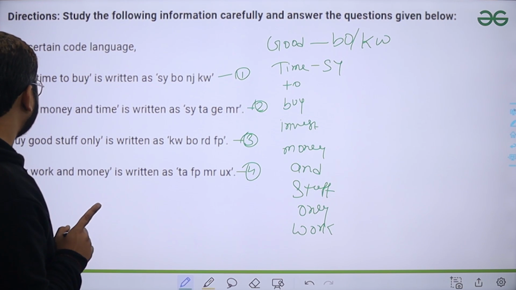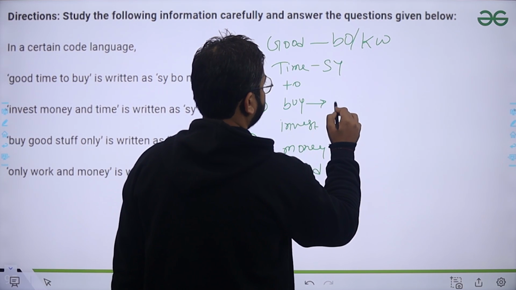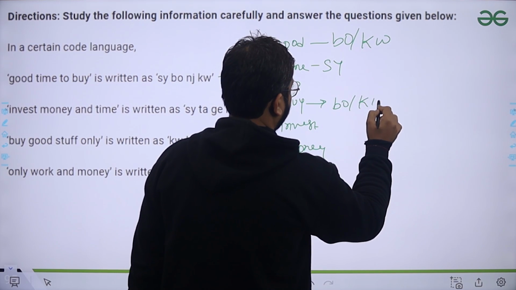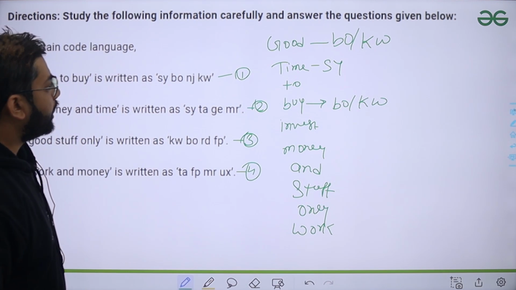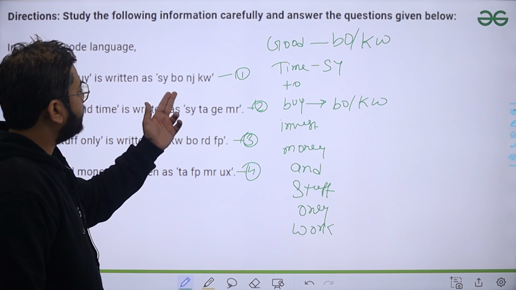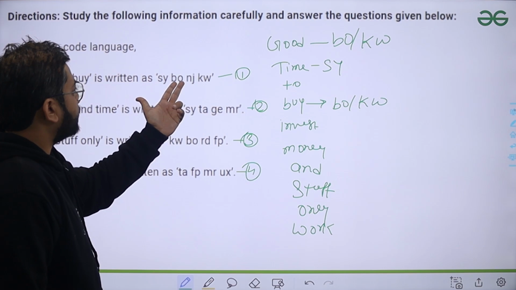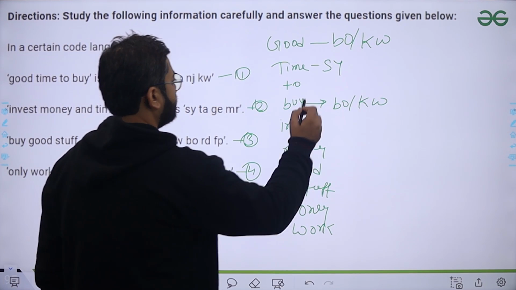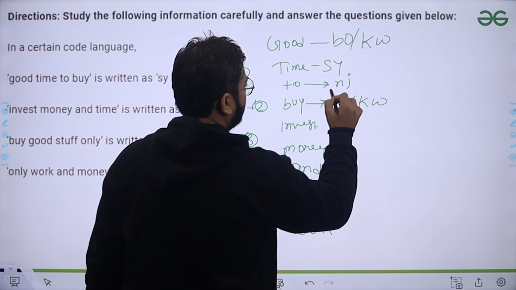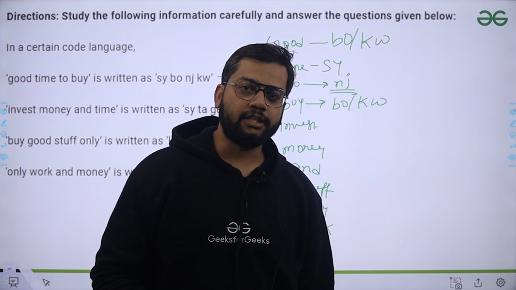Buy is common in statement number 1 and statement number 3, again the BO and KW. So we have BO, KW, and SY is taken. It means that BO, KW and SY are taken. Only NJ is not taken, so it means that 2 is for NJ. Like this we have to go, and one by one we can eliminate each of the data, right?